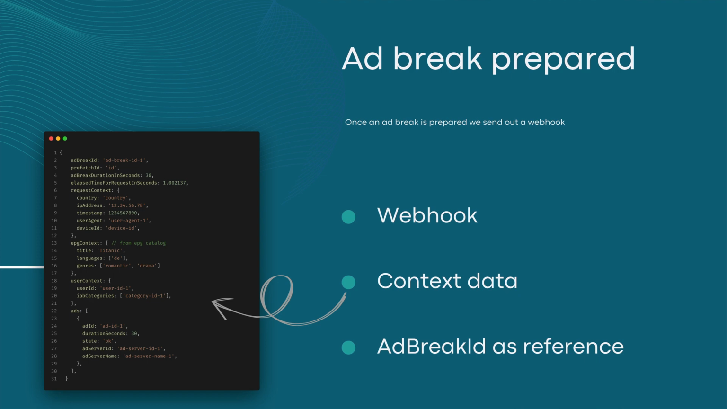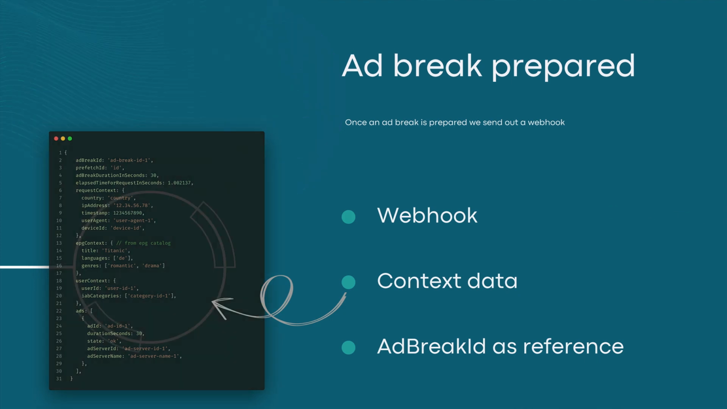On the left you can see the body we will send to you, which contains three important parts. First of all, the input data we used for the ad break, so you know why you get a certain ad break. Then there is the list of ad breaks returned from the ad service. And as a reference, we also add the ad break ID, which then can be combined with the quartile events, which I show you now.